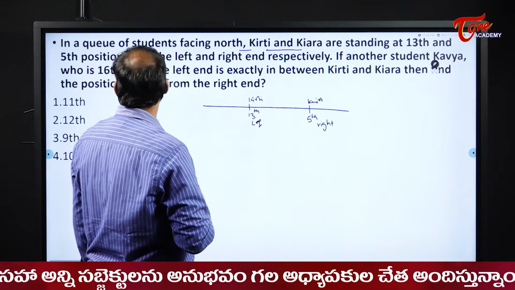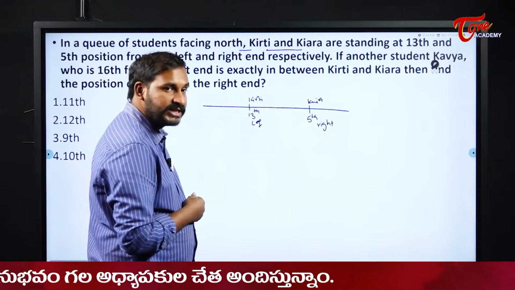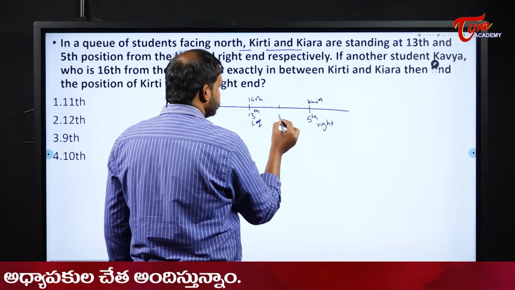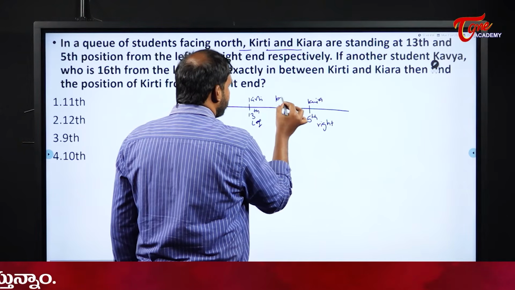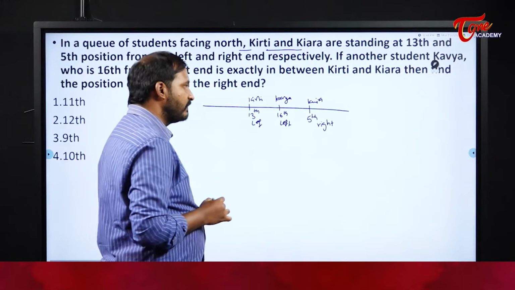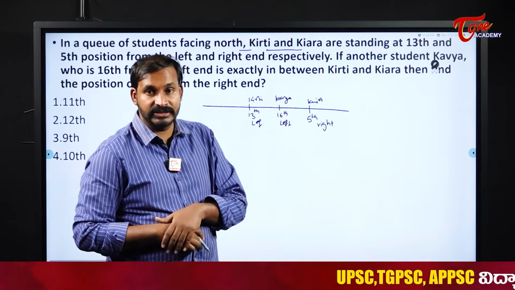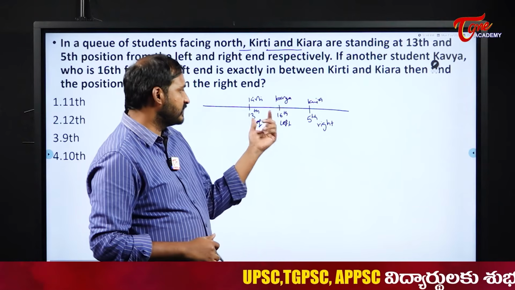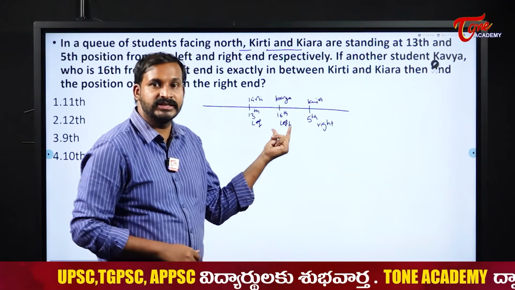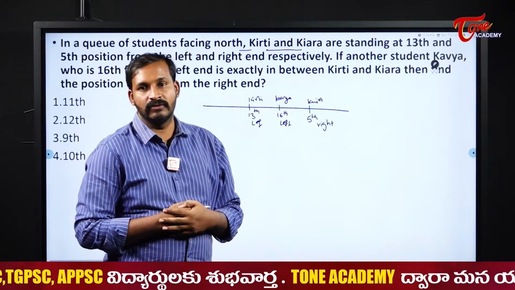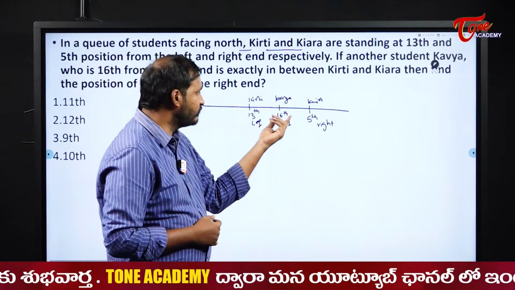If another student, Kavya, who is 16th from the left end, is exactly between them. Now she is 16th from the left end. So obviously their positions will be like this. Why? Because they cannot overlap. Kirti is 13th from left, Kavya is 16th from left and she is in the middle, so obviously Kaira will go to the other side. Kaira cannot be on this side, because Kavya should be between them.